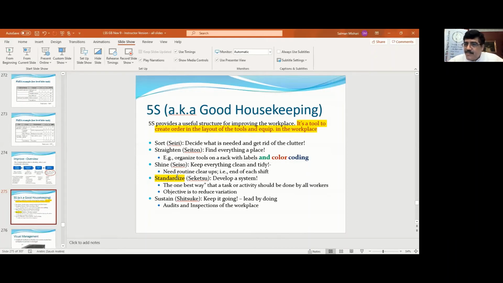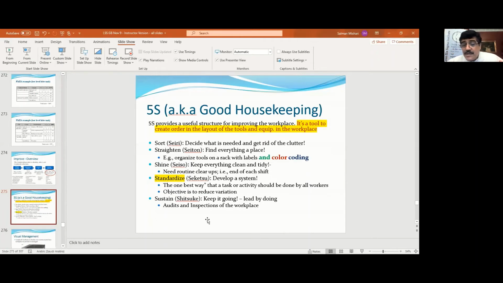Anybody who takes something needs to log it in, so here's a system. The one best way that a task or activity should be done by all workers, that's what standardized means. The objective is to reduce variation. The more you have a standard system, the less there is variation. If things finish in 5 minutes, they will finish in 5 minutes. If things cost this much money, then it will cost this much money. If it costs this much product, then this is what it is.